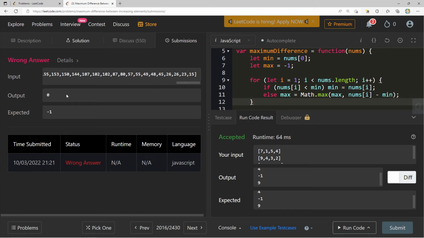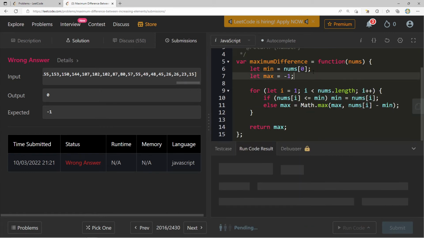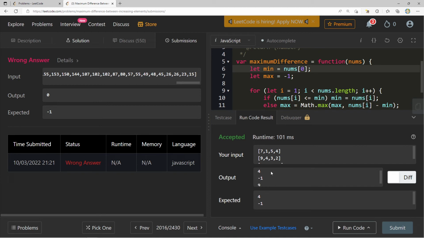Oh, I see. Okay. It was 0, but okay, so if nums of i is less than min, then max is equal to Math.max. Okay, I see. Because here, maybe I can keep saying, I wonder if I can do this. If it's less than or equal to 4, -1, and 9. Let's take this one here.